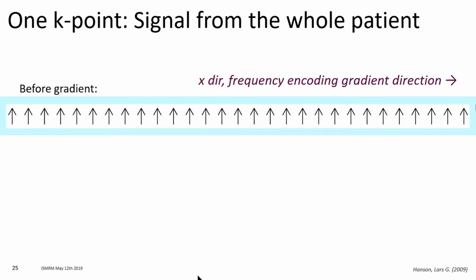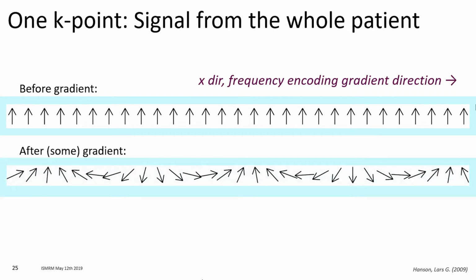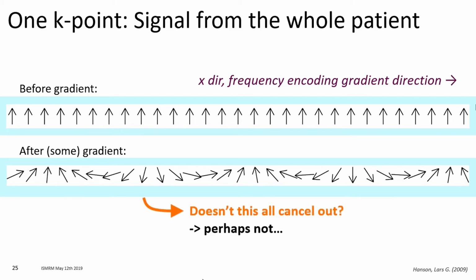So let's continue thinking about this instantaneous MR signal, what we're measuring as we record a single k-space point. We saw that we're summing up all the net magnetization vectors, weighted by their spin densities. But we saw that we're using a linear gradient, so if all the net magnetization vectors are equally spread around, doesn't this all add up to zero? Doesn't it all cancel out? Well, perhaps, but also perhaps not.